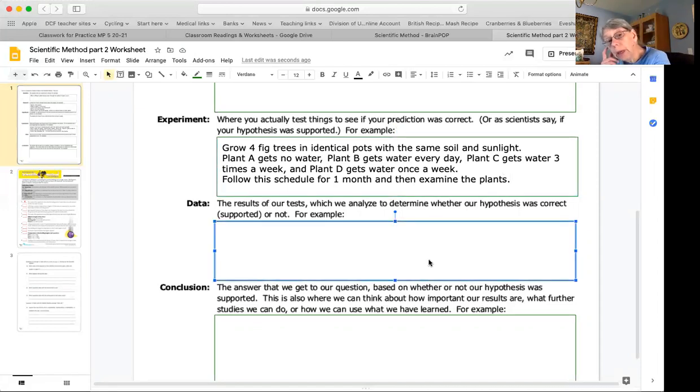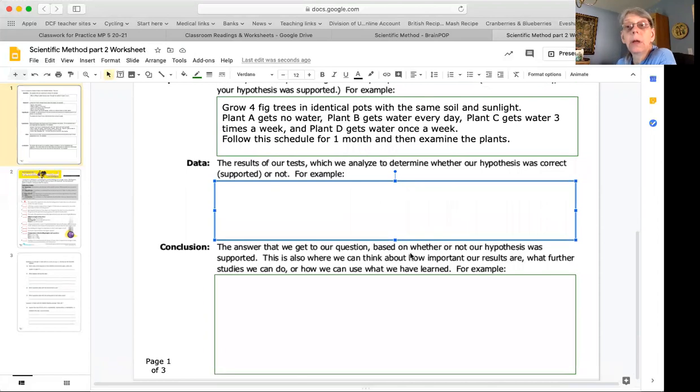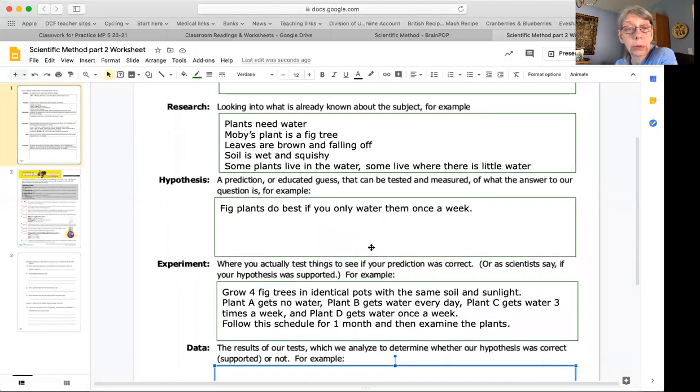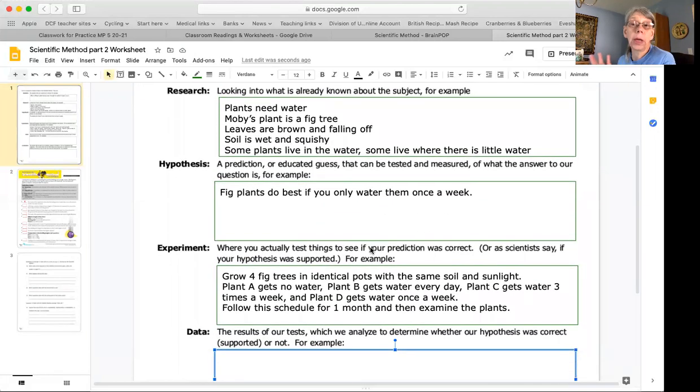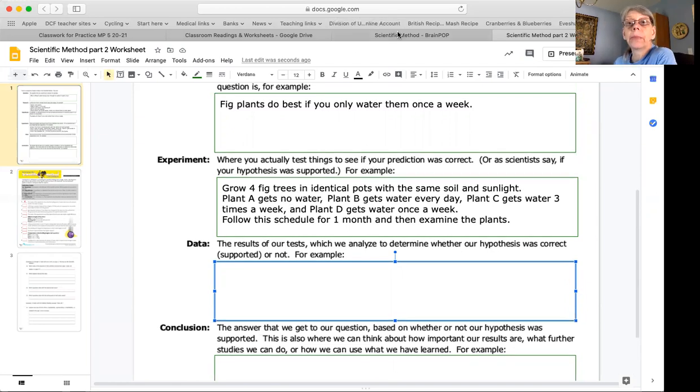All right, now we're at our data, the results of our test. So what are we going to look for? Well, we know up here, if you water it every day, you're expecting to find brown leaves that are falling off, wet, squishy soil. So that's what we're going to look at: color of the leaves, how many of them there are, how they're doing, things that you can usually assume are indications of whether a plant is healthy or not. Let's go see.